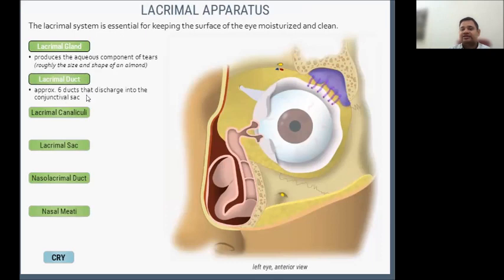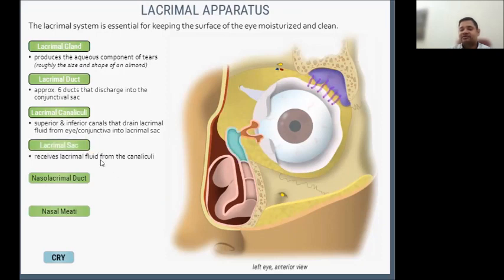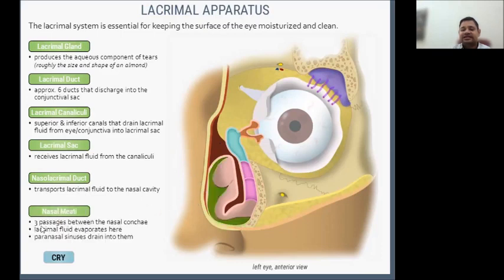Then lacrimal ducts: approximately 6 ducts which discharge the tears onto the conjunctival sac. Then there are the lacrimal canaliculi. Here you can see superior and inferior canals that drain the lacrimal fluid from the eye conjunctiva into the lacrimal sac. This part is the lacrimal sac, which receives the drained tears. Then the nasolacrimal duct transports the lacrimal fluid into the nasal cavity and ultimately reaches the nasal meatus, the 3 passages between the nasal conchae. Lacrimal fluid evaporates here, and the paranasal sinuses also drain there.